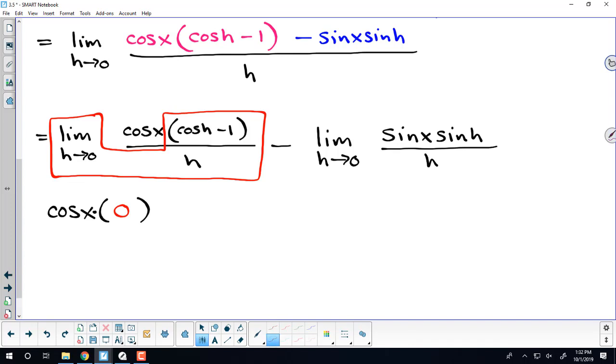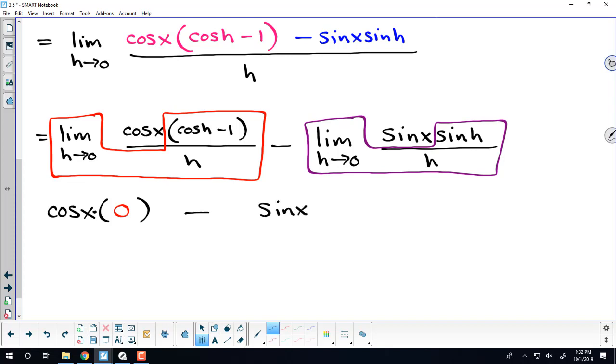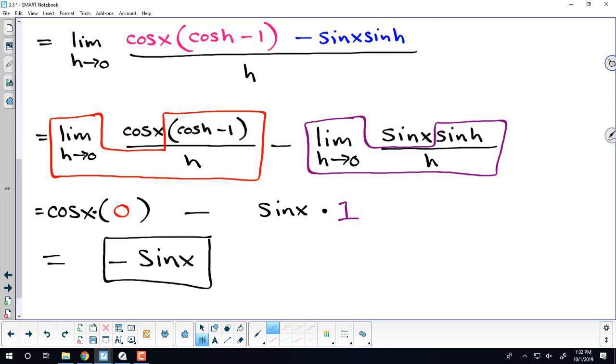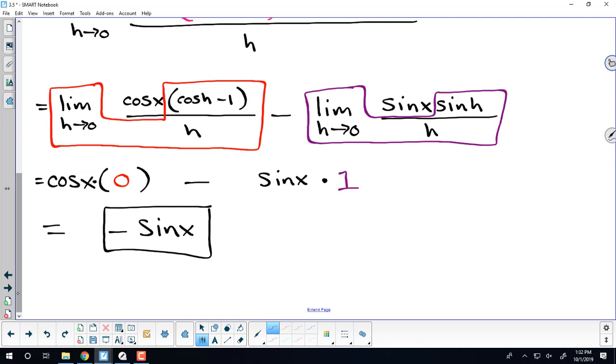And we get the same kind of thing here. The limit as h approaches 0 of sine h over h, that limit is also defined as 1, by the theorem. So we have cosine x times 0 minus sine x times 1. So we just end up with minus sine x. So that tells us that the derivative of cosine is negative sine.